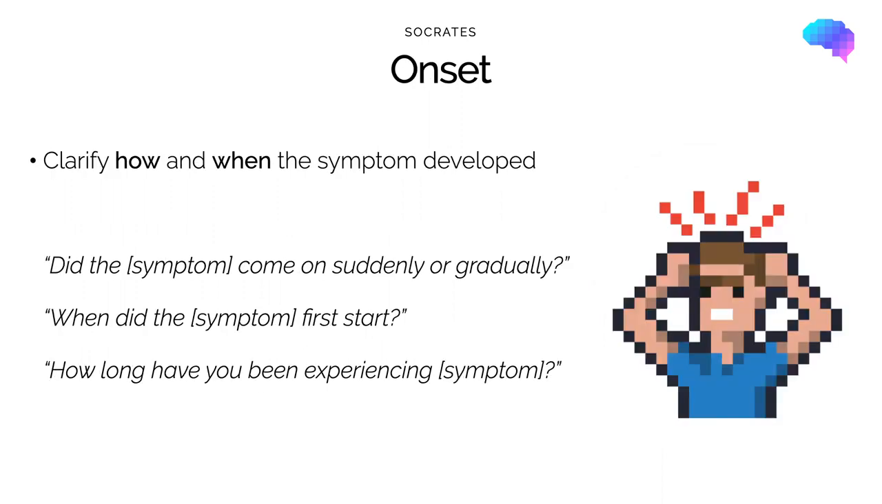The next part of SOCRATES is onset. Here we want to clarify how and when the symptom developed. You could ask questions such as, did the symptom come on suddenly or gradually? When did the symptom first start? How long have you been experiencing the symptom? It's really important in your history of presenting complaint to establish a clear timeline for each symptom.